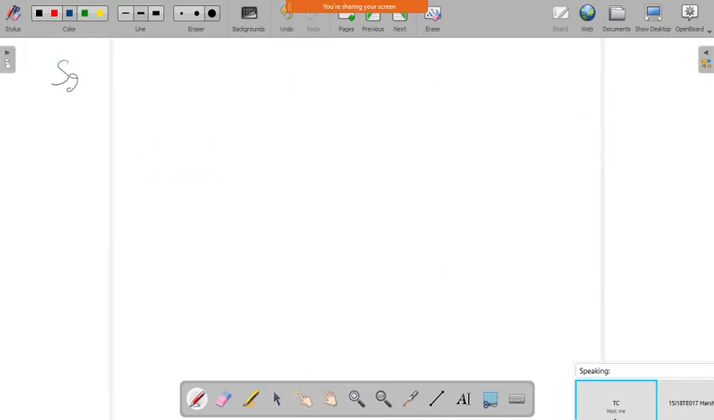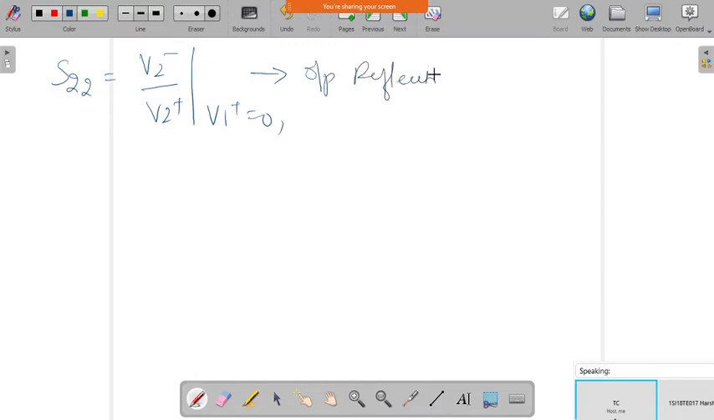S22 is equal to V2 minus divided by V2 plus at V1 plus equal to 0. This is called the output reflection coefficient, and we denote it as gamma out. This is the output reflection coefficient when the input port is terminated with the matched load. So this is how we can define the S parameters.